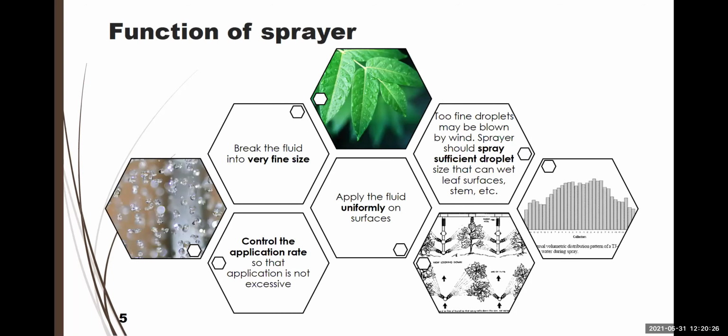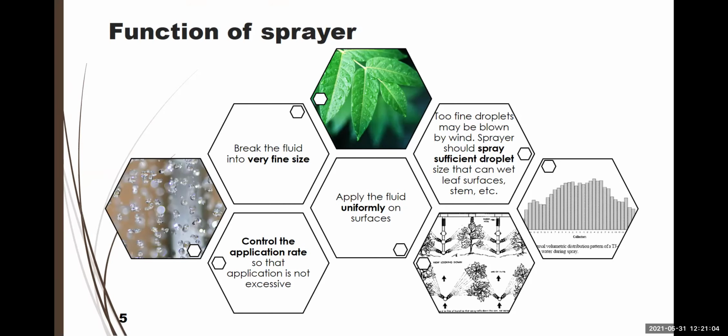Alright, so these are the function of the sprayer. If you take a look, the sprayer by right, normally it should be based on the liquid form. Yeah, we're talking about the sprayer liquid form. So the function of it, basically, be able to break the fluid into very fine size. When I say very fine, it could be from moderate, from coarse, very coarse to very fine. Yeah, so very fine here, just the example of that.